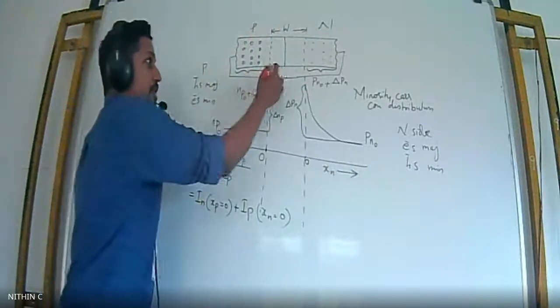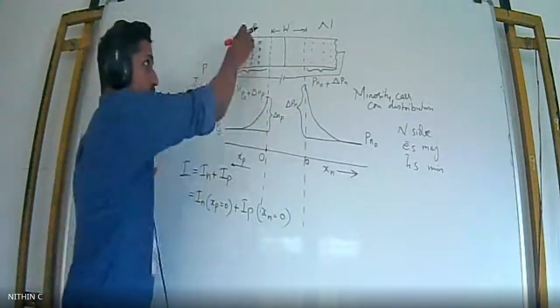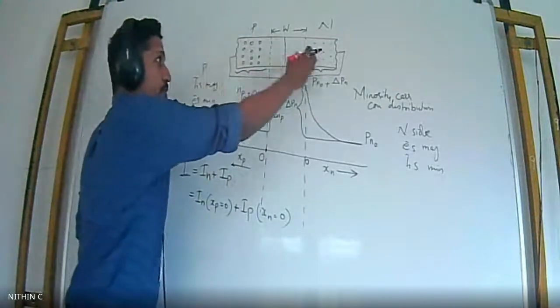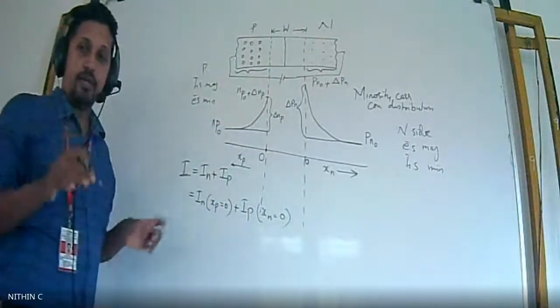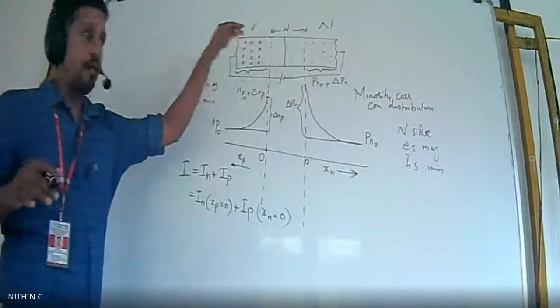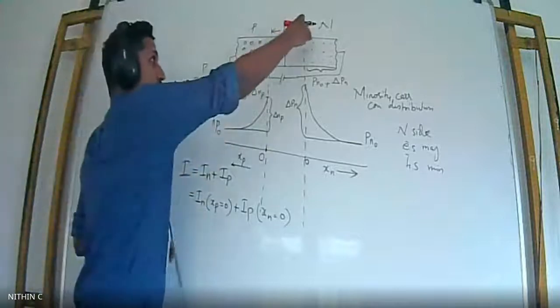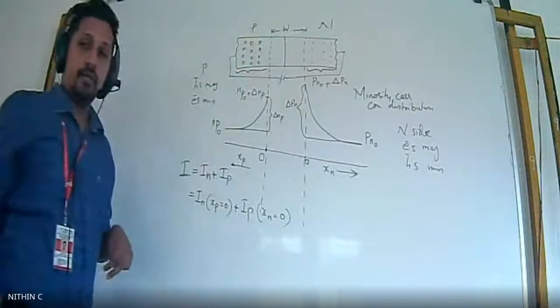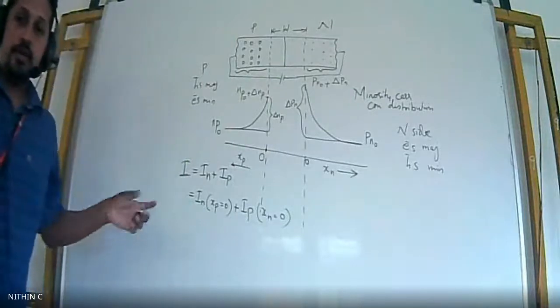So when positive or forward bias is applied, the width of the depletion region decreases. As a result of that, the holes will have a tendency to move towards the n side in order to maintain the diffusion, in order to maintain the gradient. So to keep the concentration gradient constant, these holes will have a tendency to move towards the n side, and electrons will have a tendency to move towards the p side. So that is the only reason for current when the diode is forward biased.